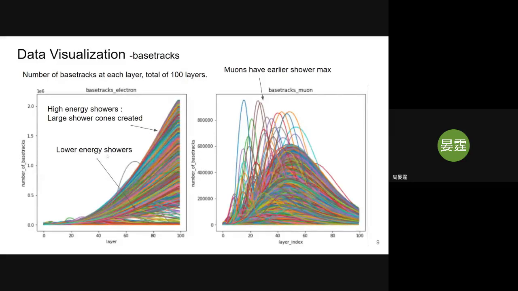For the electrons, I found out that these increasing curves are mostly created by high energy showers, and these over here are mostly created by low energy showers. This will be discussed later.